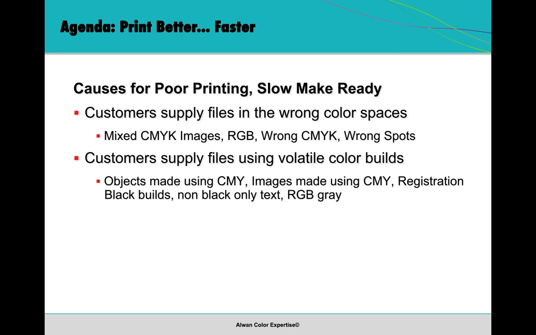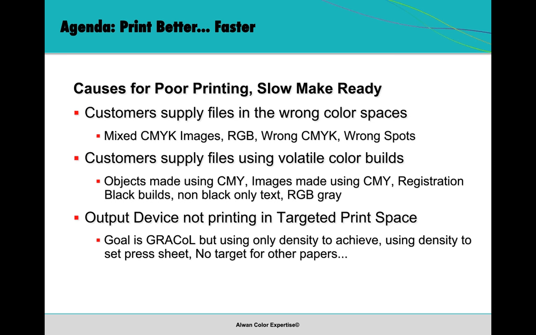Second big issue is customers supplying files in volatile color builds, whether it's a spot color build, whether it's a process color image, and not having the builds, shall we say, optimized. These types of issues can cause a lot of problems on press, even if the press is printing perfectly. And we'll talk about these types of issues as well and how we can fix those.